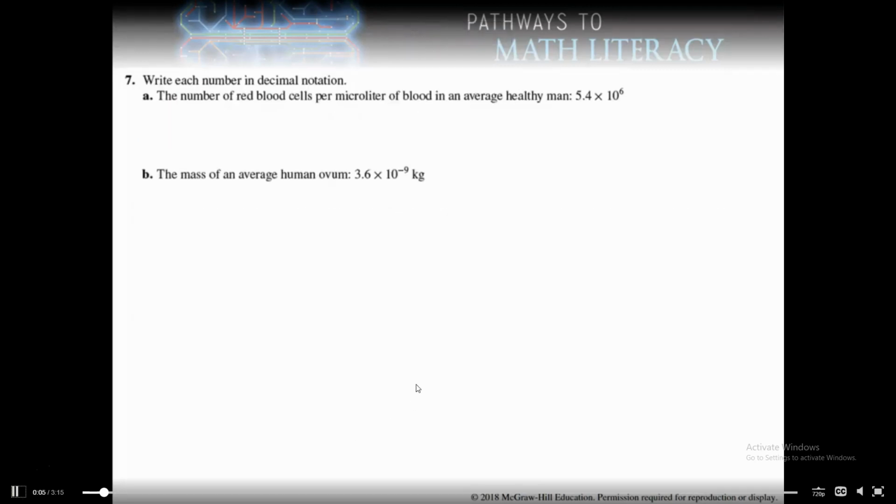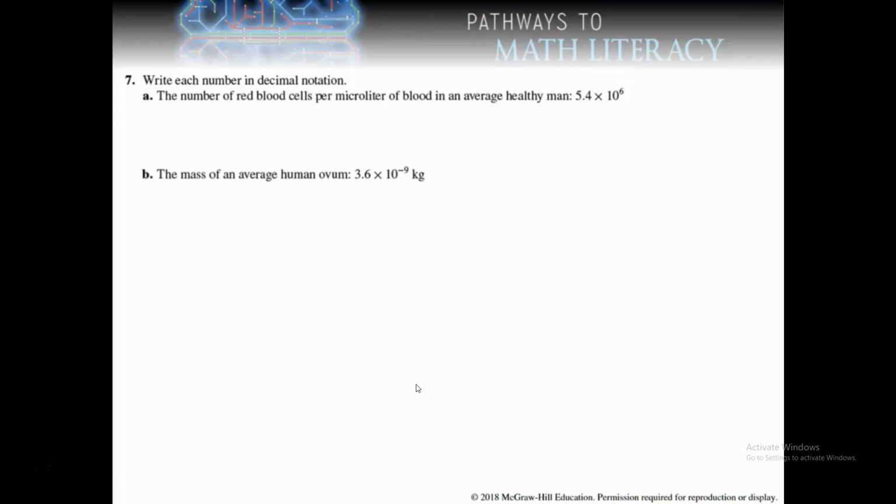In 7, we're supposed to take these numbers that are in scientific notation and write them in decimal notation, which means write them as regular numbers. So in part A, the number of red blood cells per microliter of blood in an average healthy man, 5.4 times 10 to the 6th.